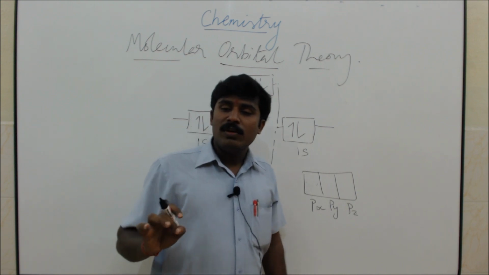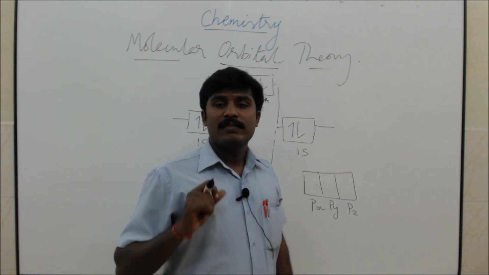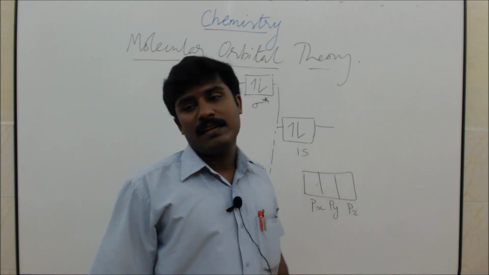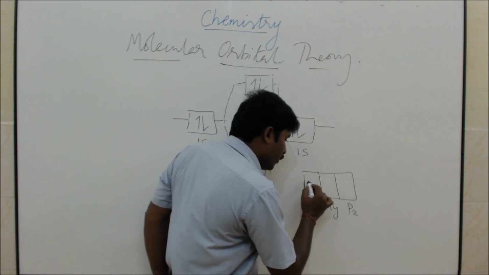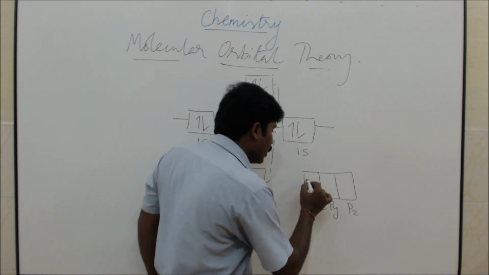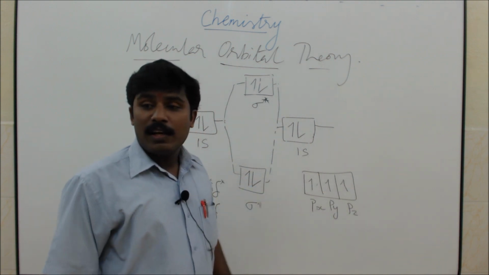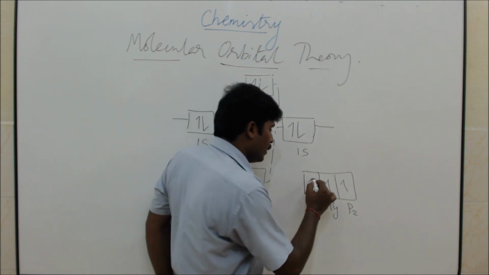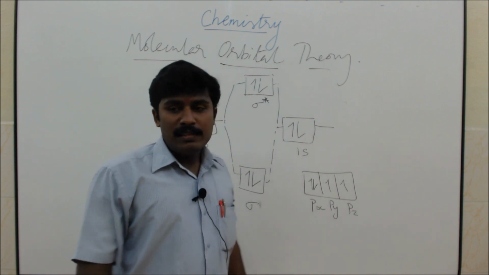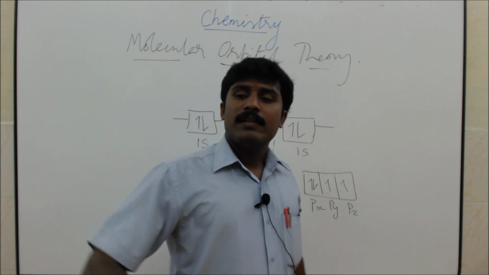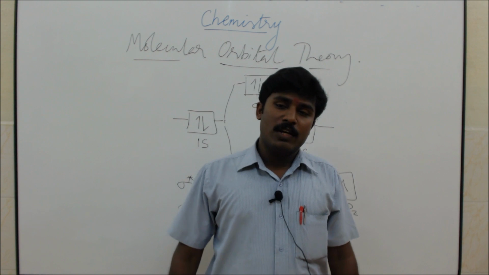So, what is Hund's rule? No pairing occurs until all the orbitals are singly occupied. Suppose you have 4 electrons, you first fill 1, 1, 1. Now all the orbitals are singly occupied. Only then can you fill the pairs. This is Hund's rule: no pairing occurs until all the orbitals are singly occupied.